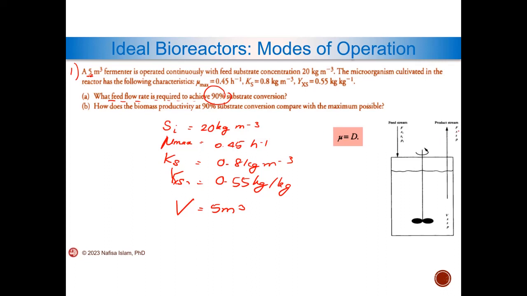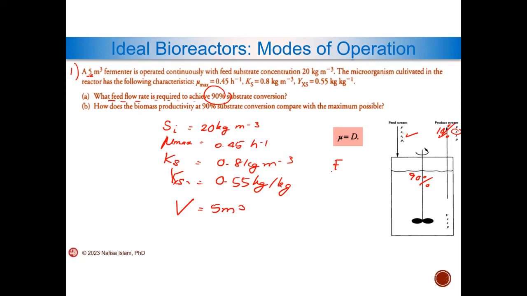So somewhere around here we are getting 90% substrate conversion. If 90% is converted, only 10% will come out. And so if we know SI, we know S. Great. What do they want? They want the feed flow rate. They want the F basically. So we have a lot of data.